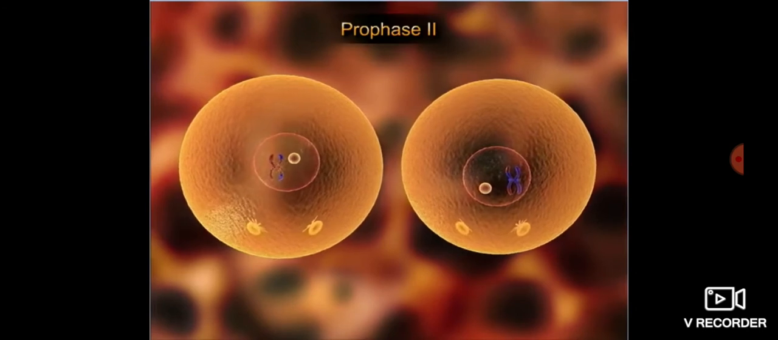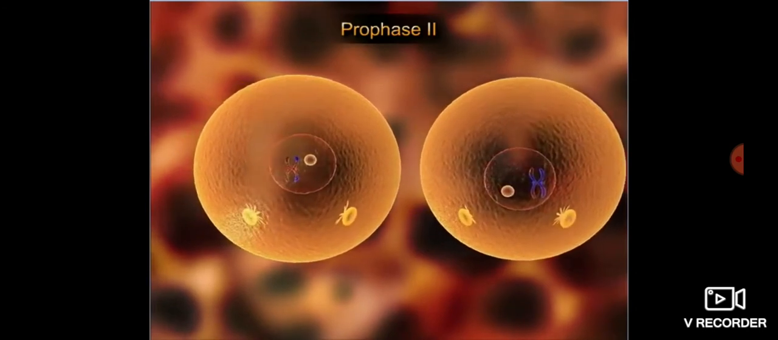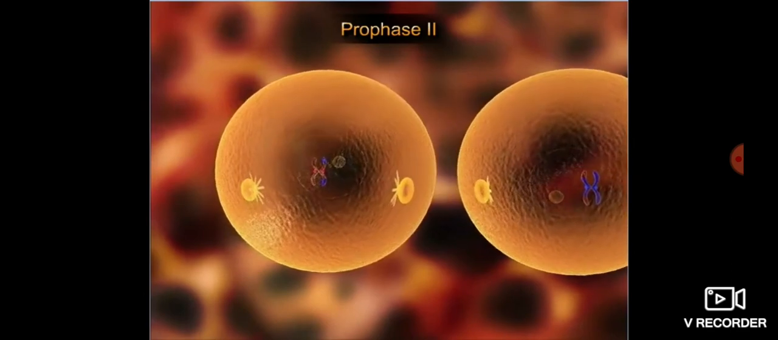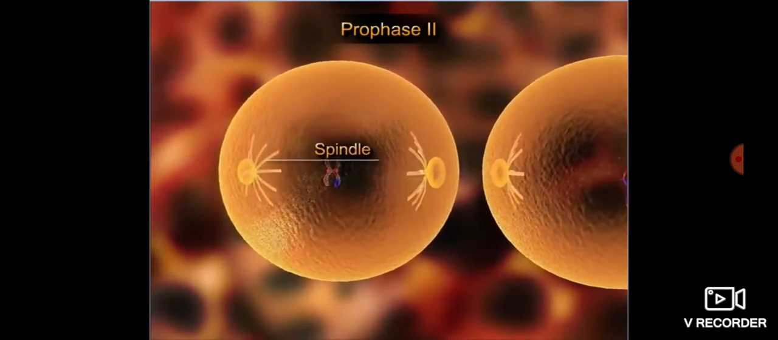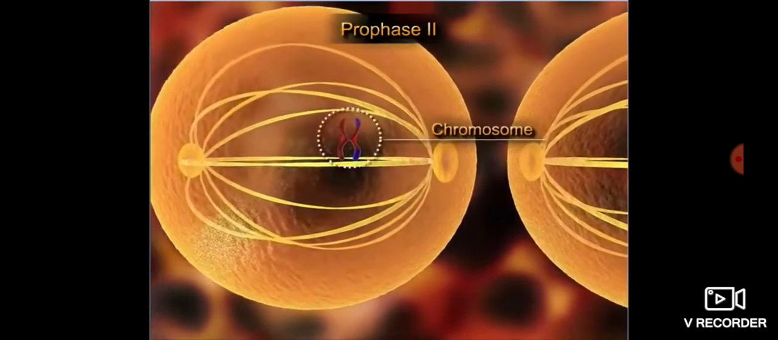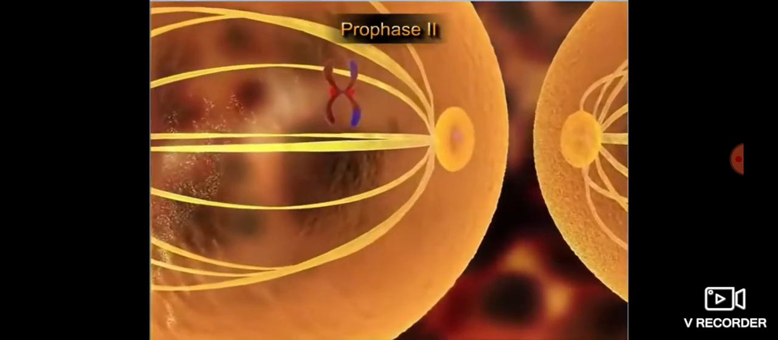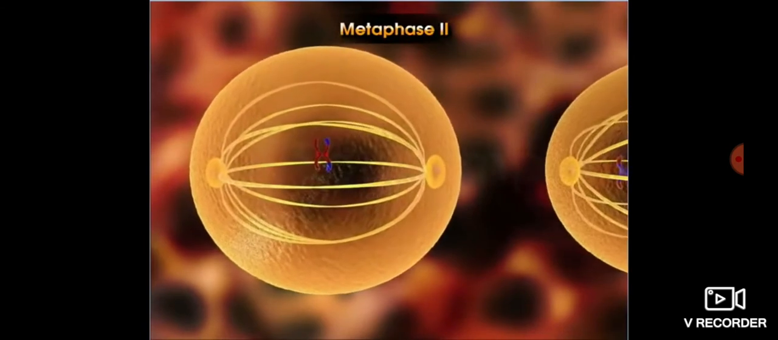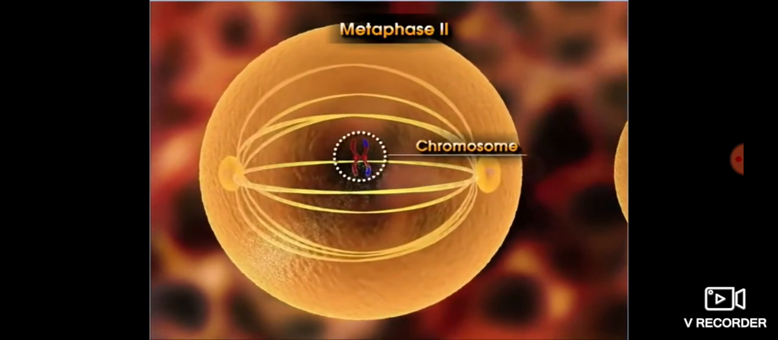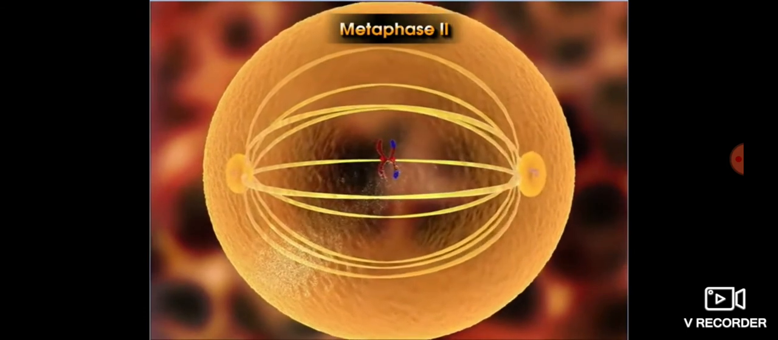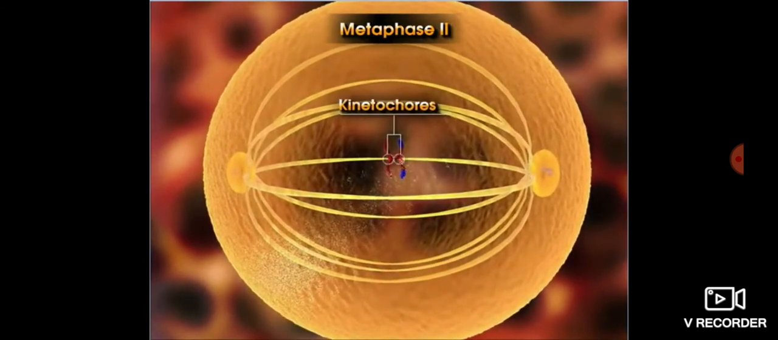Prophase II is very short. During this phase, the nuclear envelope and the nucleoli disappear, and the spindle is formed with the help of the microtubules. In addition, the chromosomes recondense during the prophase II and become compact. Prophase II is followed by metaphase II, during which the chromosomes align along the equatorial plate and the microtubules attach to the kinetochores of the chromatids.